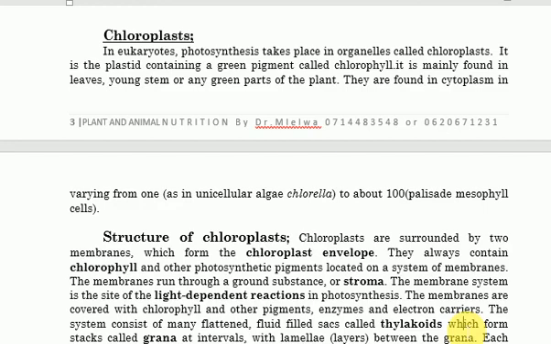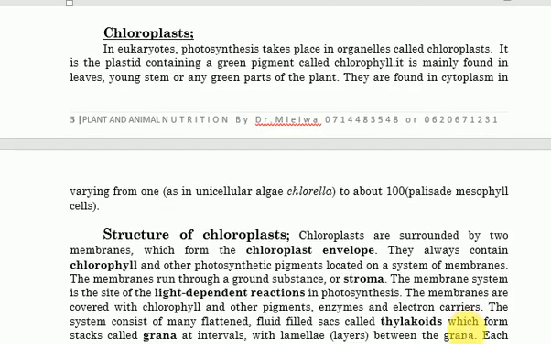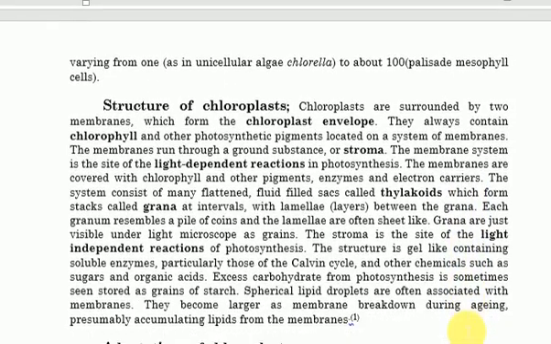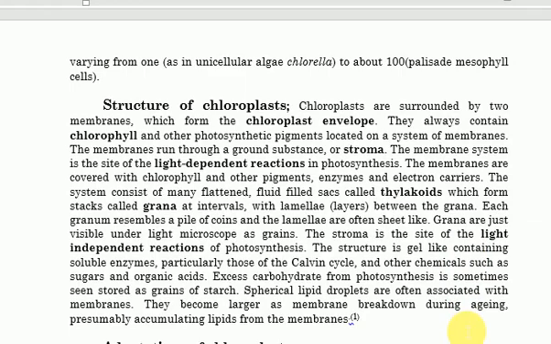And then the membrane system is the site for the light-dependent reaction, and this membrane system is called thylakoid. The membranes are covered with chlorophyll and other pigments, enzymes and electron carriers. The system consists of many flattened fluid sacs called thylakoids, which form stacks called grana at intervals, with lamellae or layers between the grana.